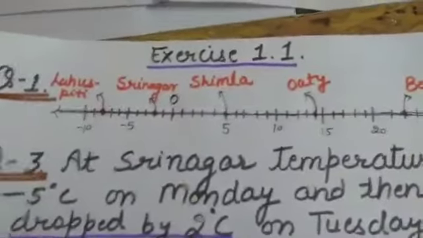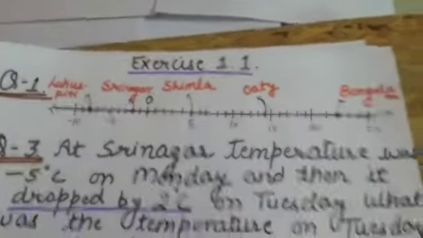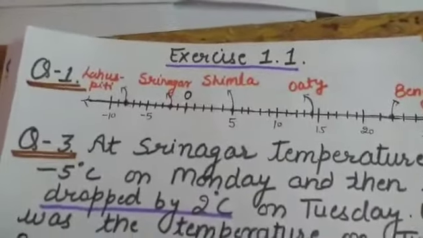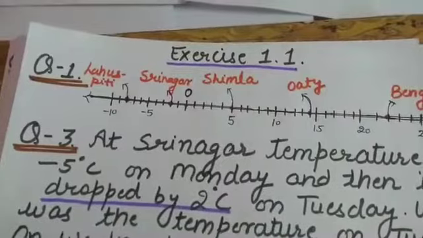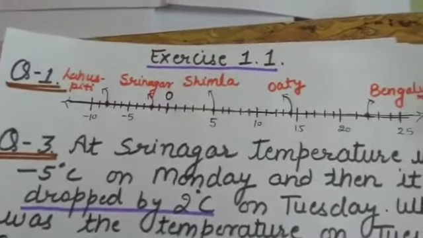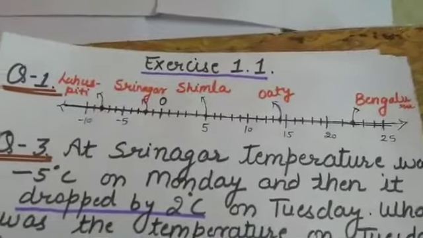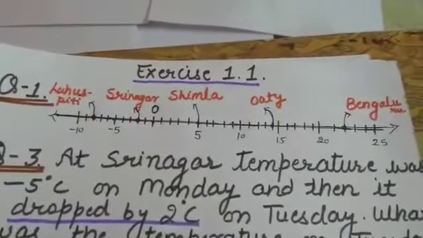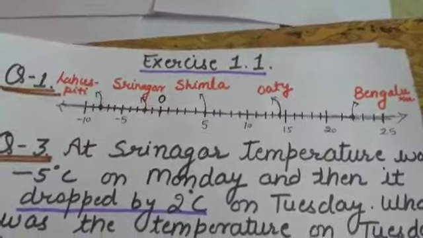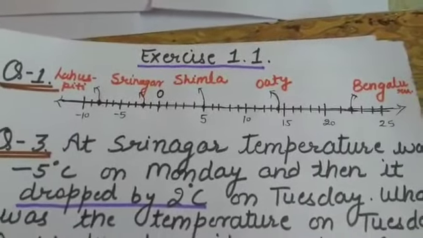So here is exercise 1.1 of NCERT, page number 4. Let me read the question first. The following number line shows the temperature in degrees Celsius at different places on a particular day. The question is saying this is a number line given in question number 1, and it is showing the temperature in degrees Celsius at different places.